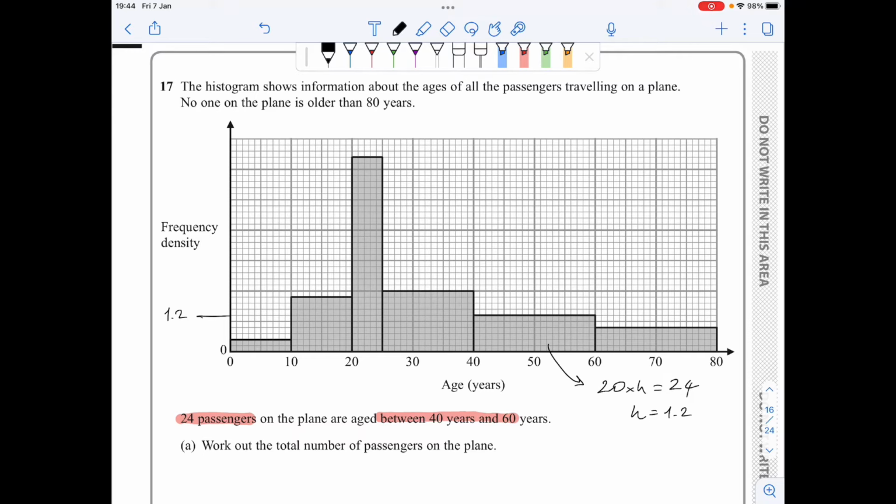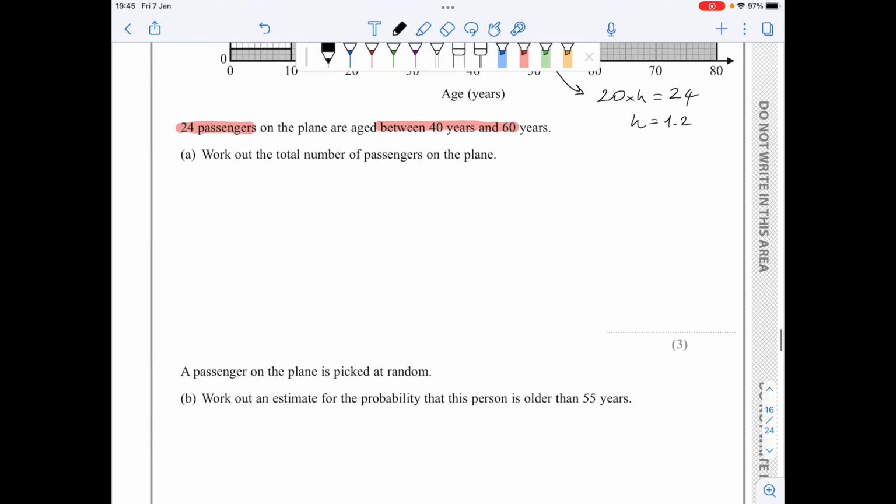And this can help me scale the y-axis as follows. Now the idea is to find the total area of the histogram. I can organize my calculations on a table if I want. You don't have to do it, but it helps me explain my working. So here is the table I'm going to use.